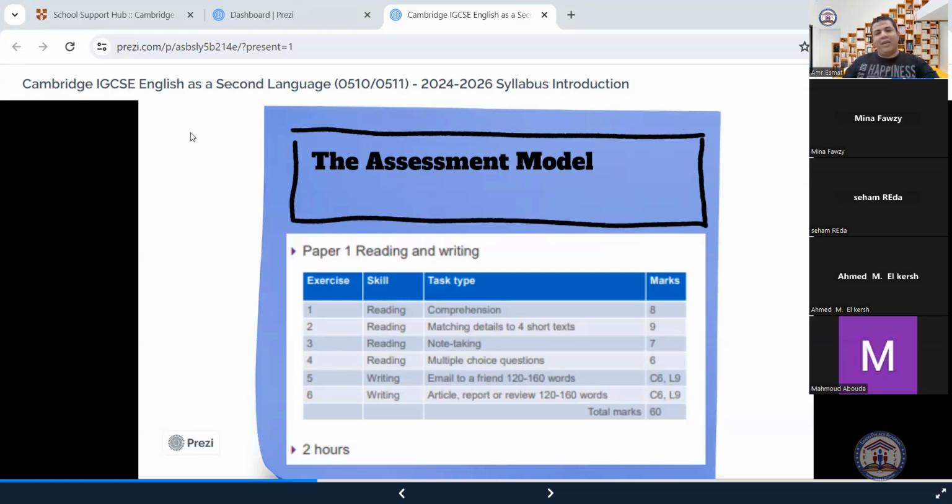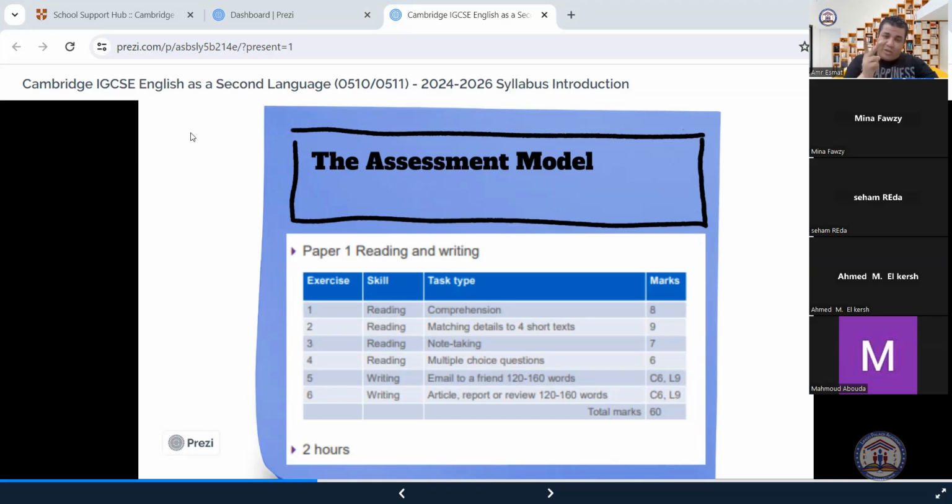Exercise 4 is a reading comprehension with multiple choice questions. There are 6 questions, so they are out of 6. If you count them all, it's 8, 9, 7, 6. So they are about how much? 17 and 13, 30 marks. This is the first part, so the first part is out of 30. And remember, we said that the whole test is out of 60 marks. So the second part is out of 30.